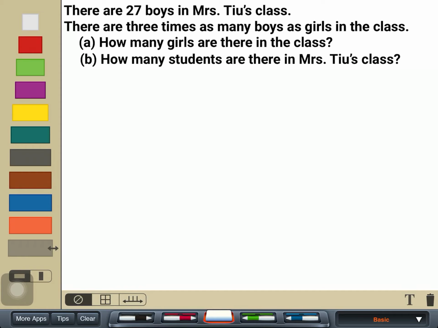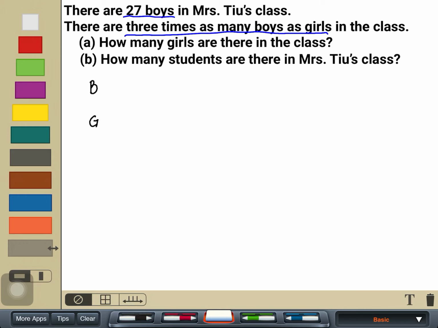What do we know about the problem? So we know that there are 27 boys in the class, and we also know that that number of boys, which is 27, is 3 times as many as the number of girls. So let us try to visualize that further using a model. So we'll be putting B for boys and then G for girls.